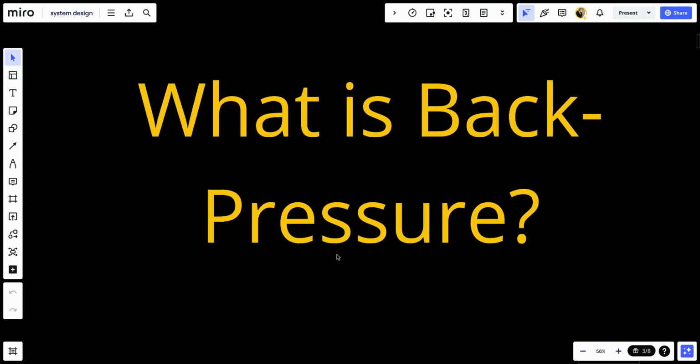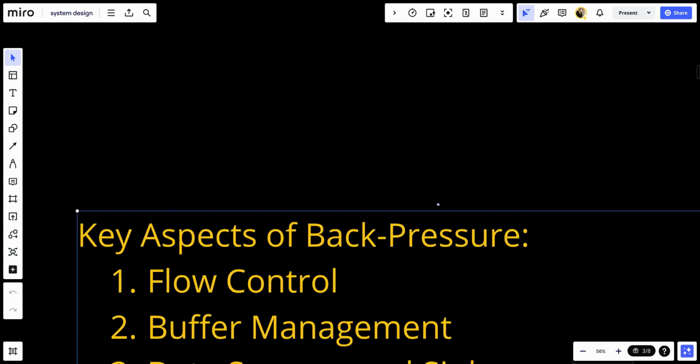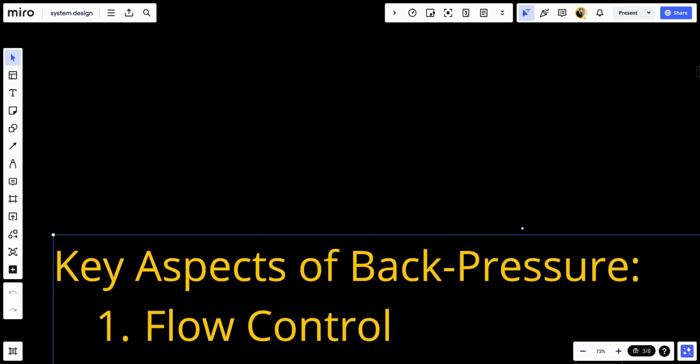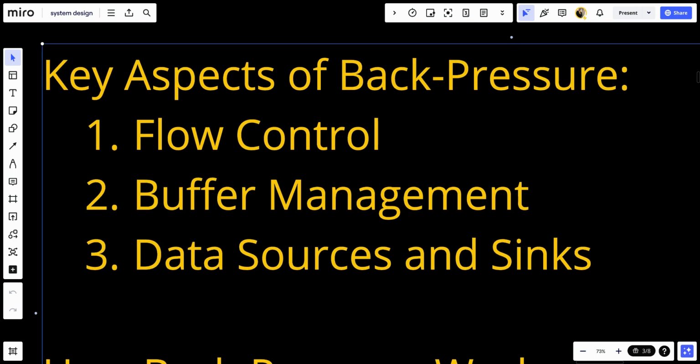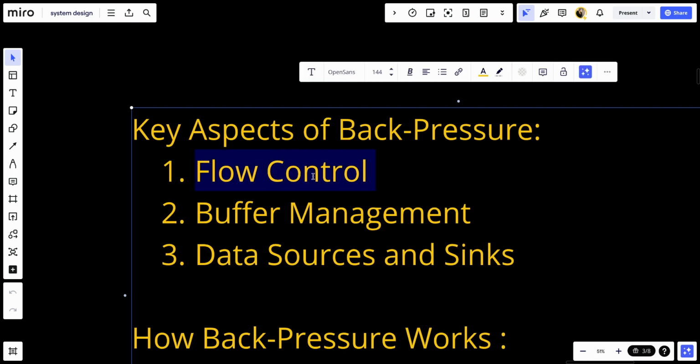Let's talk about some key aspects of back pressure. The first thing that we'd like to talk about is flow control. Back pressure controls the rate of data flow between producers and consumers. If a consumer is slower than the producer, back pressure signals the producer to slow down or stop sending more data until the consumer catches up.